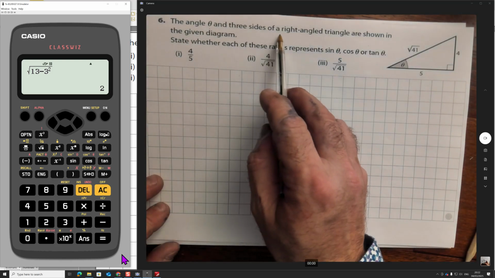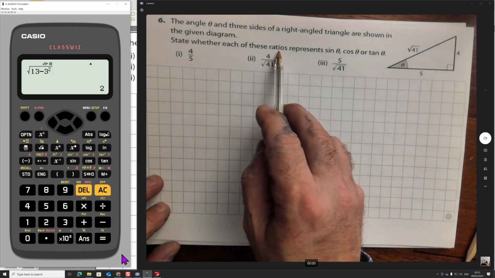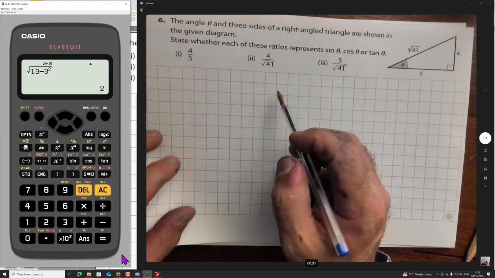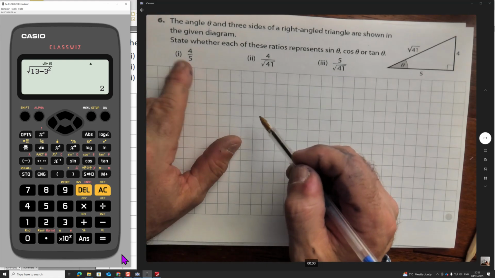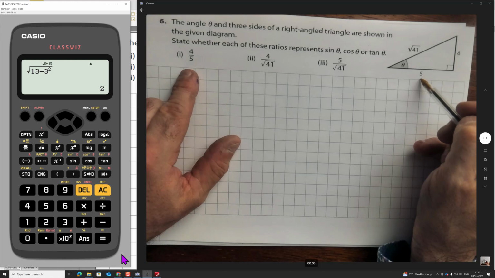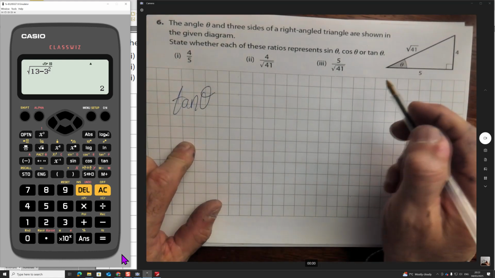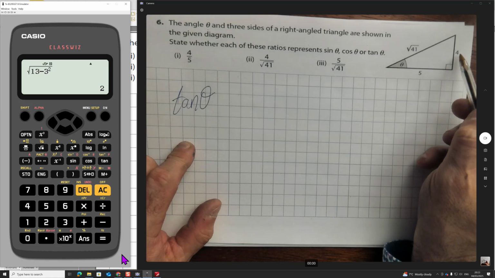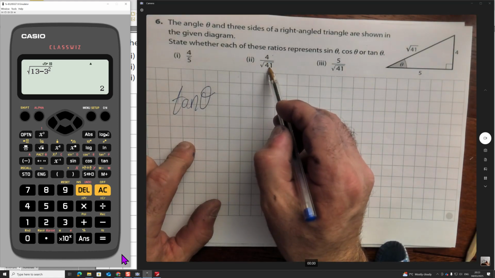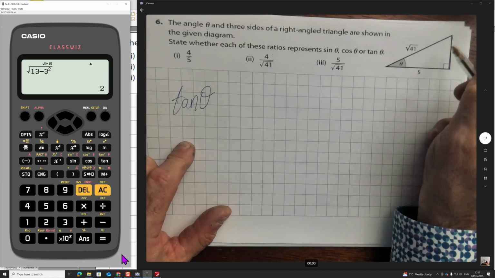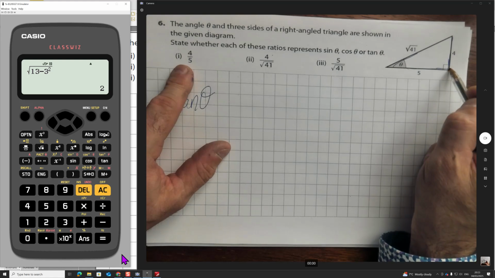The angle theta and 3 sides of a right triangle are shown. State whether each of the following represents sine, cos, or tan. Okay, so 4 over 5 is tan of theta. So basically, you see the 4 and the root 41. We want to see where they meet. Okay, let's come back to this one. Where does the 4 and the 5 meet?